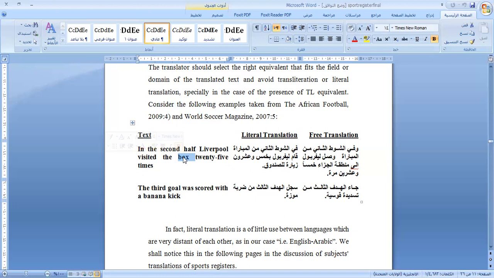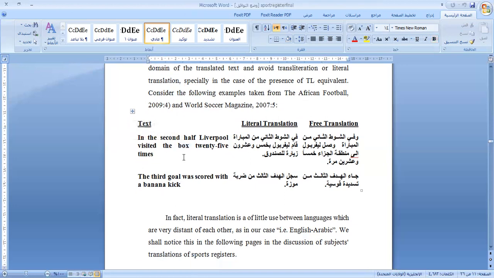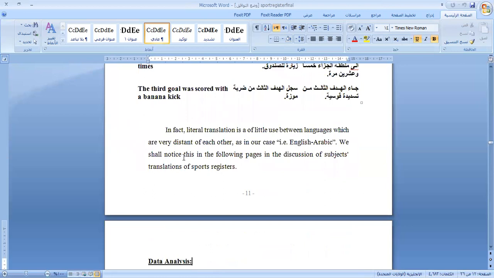In this way, this gives us a comprehensible and an acceptable translation, since we render the intended meaning of the box, and in this way we are following the free translation strategy, and the translated version is acceptable. The second example: the third goal was scored with a banana kick.